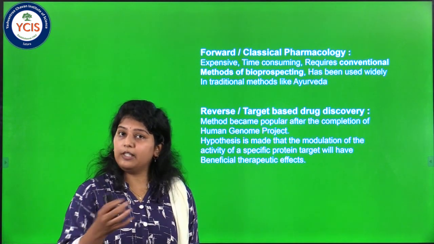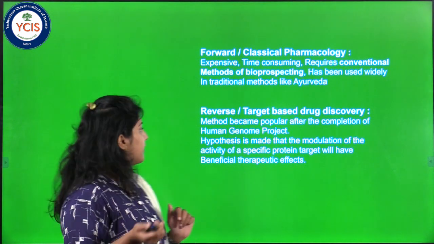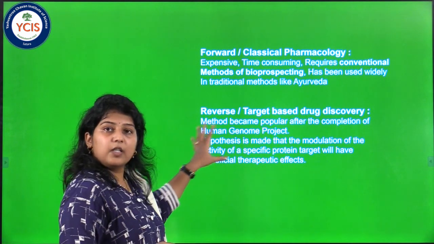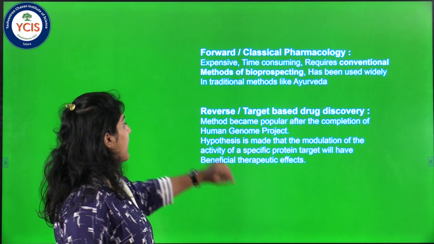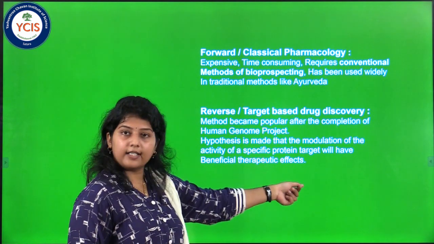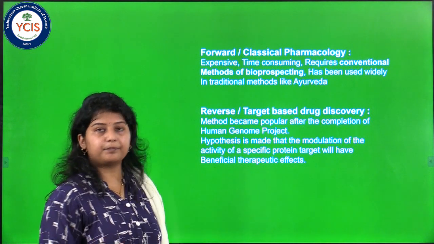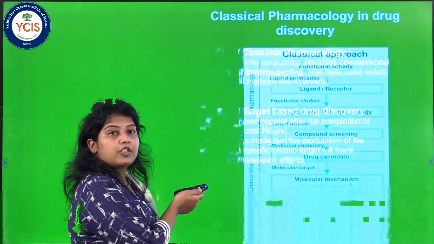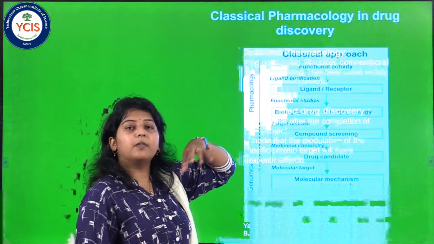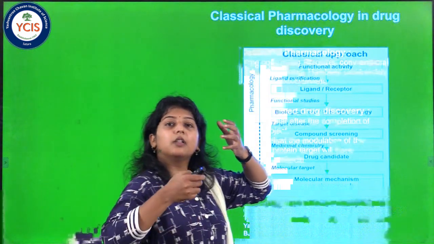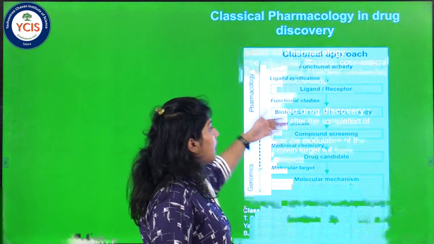And again, in this reverse pharmacological method, the hypothesis is made that the modulation of the activity of a specific protein target, that is a receptor, will have beneficial therapeutic effects. Here, in classical pharmacology, first comes ligand purification and functional activity, which means first you find the drug, then the scientist will check the drug against various receptors, and then biological studies are made. Then after that, investigation starts of the mechanism that is involved in the study.